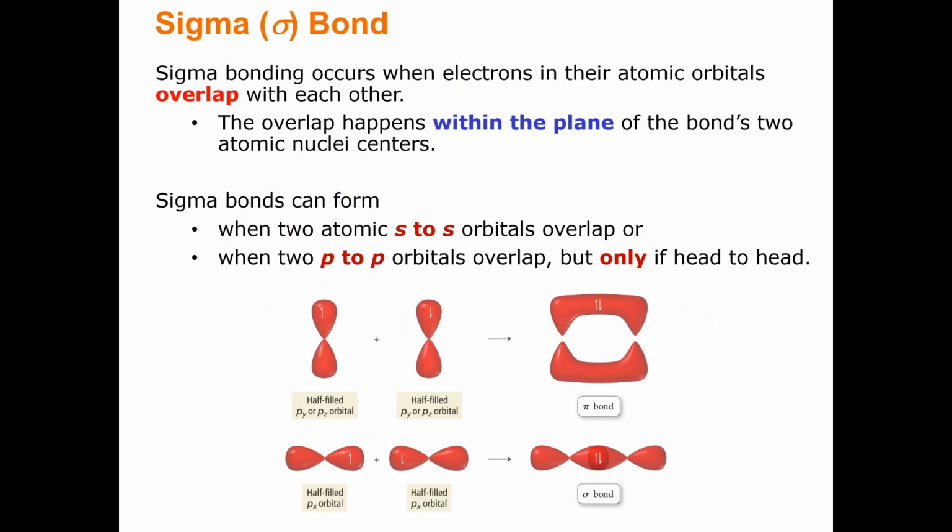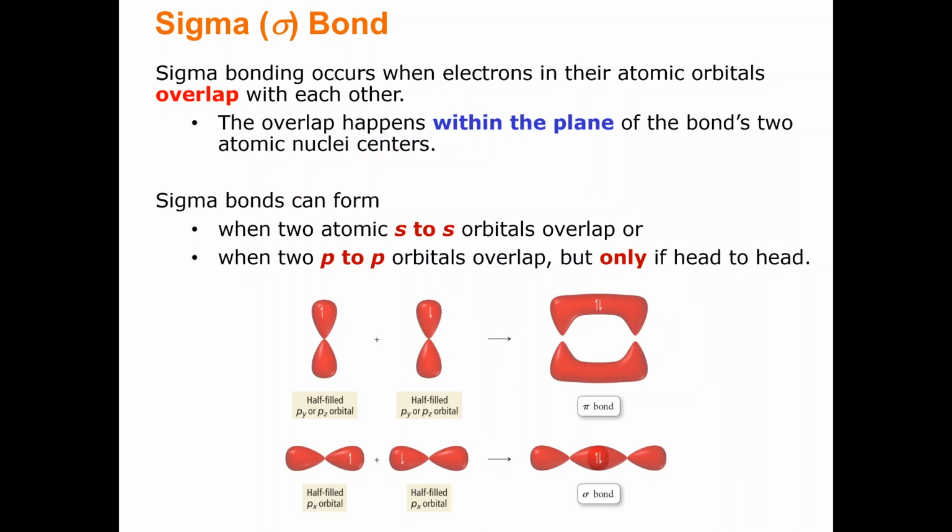Okay, so let's look at this. Sigma bonds look something like this. Sigma bonding occurs when electrons in their atomic orbitals overlap with each other, and the overlap happens within the plane of the bonds, or of the board, you could say. Sigma bonds are when two atomic s to s orbitals overlap, or when two p to p orbitals overlap, but only if they're head-to-head.